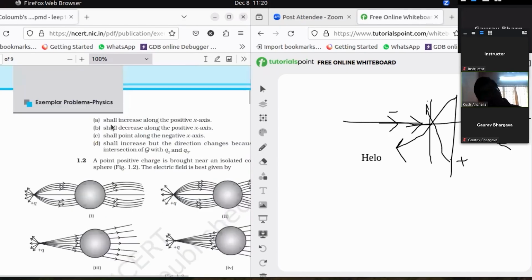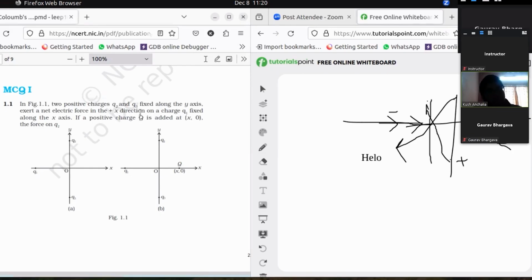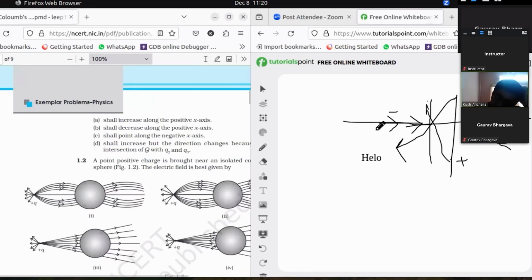It shall be increasing along the positive direction, obviously. The net force will be along the x direction. It is confirmed: it shall increase along the positive x direction as we come closer. One more thing: if we come here, the force will keep on increasing. When we come here, the net force will be towards this one and this one, so those will cancel, and only the force of this one will remain.